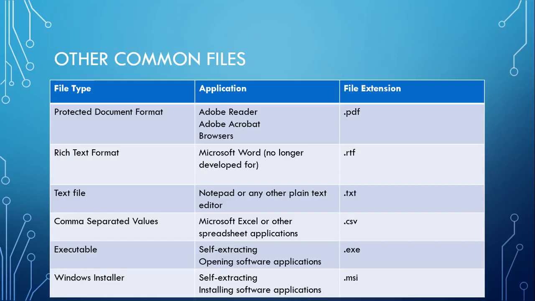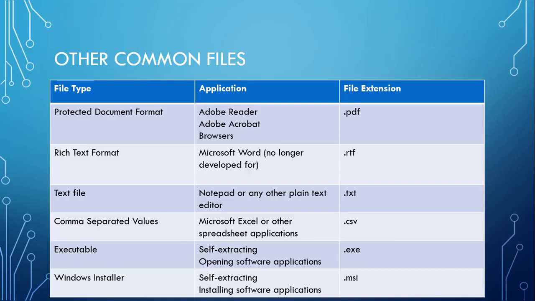You have text files, which are used by Notepad or any other plain text editor. You have comma separated values. Microsoft Excel is a good one to use for that, or any other spreadsheet application. They'll use .csv. You have executables, which are self-extracting. Typically what they'll do is open software applications, or they might even install software applications. You'll typically see something like setup.exe.